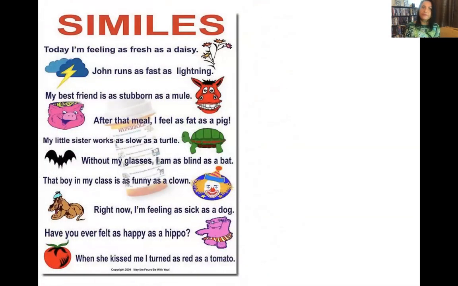Other similes. I'm feeling as fresh as a daisy. John runs as fast as lightning, like Flash. My little sister works as slow as a turtle. Without my glasses, I am blind as a bat. Right now, I feel sick as a dog. When she kissed me, I turned as red as a tomato.